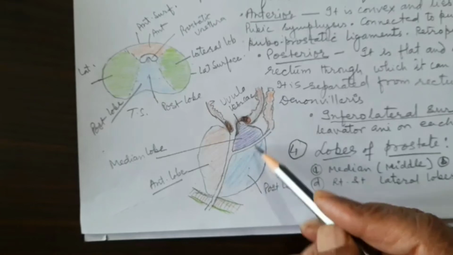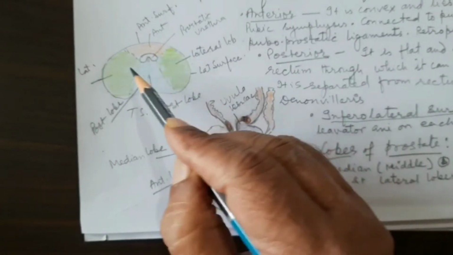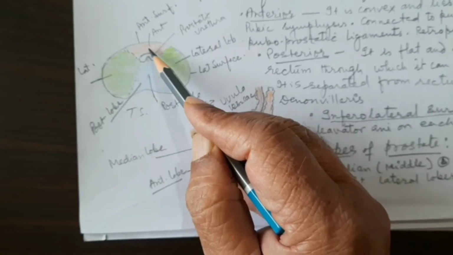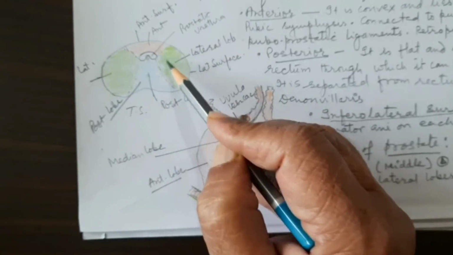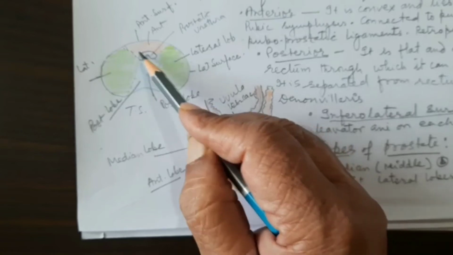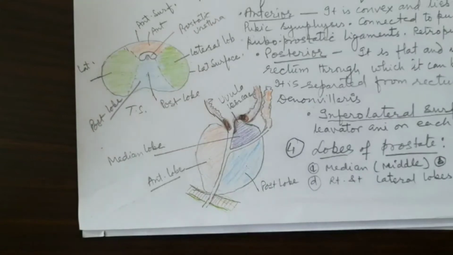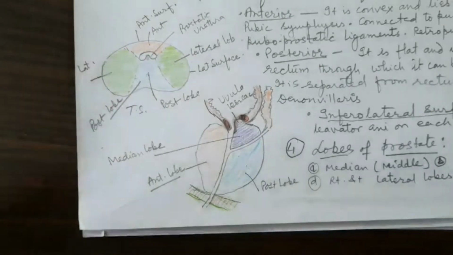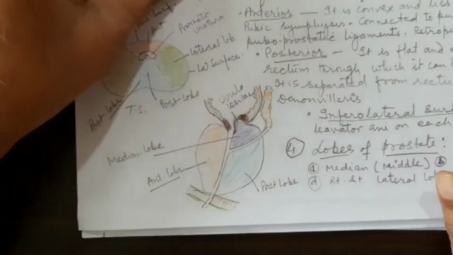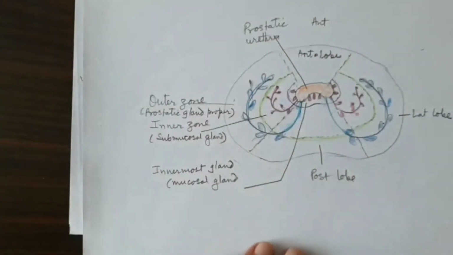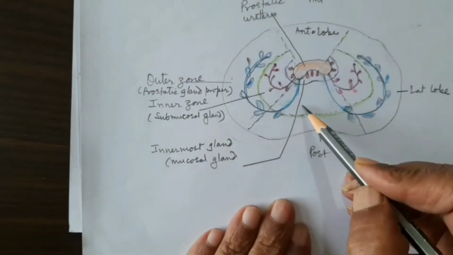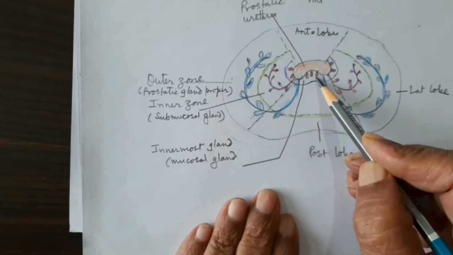Now these lobes, as I said, concentrically surround the urethra, and thus the glands are also distributed in these lobes, just surrounding the urethra. So now we come to the next point, the structural zones of the prostatic gland. Let us see how the glands of the prostate are arranged into three concentric zones. See here, there is an outer zone, then an inner zone, and then the innermost zone.